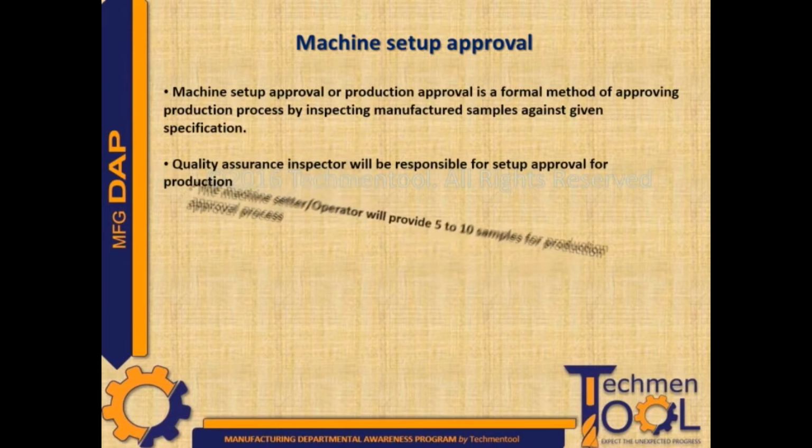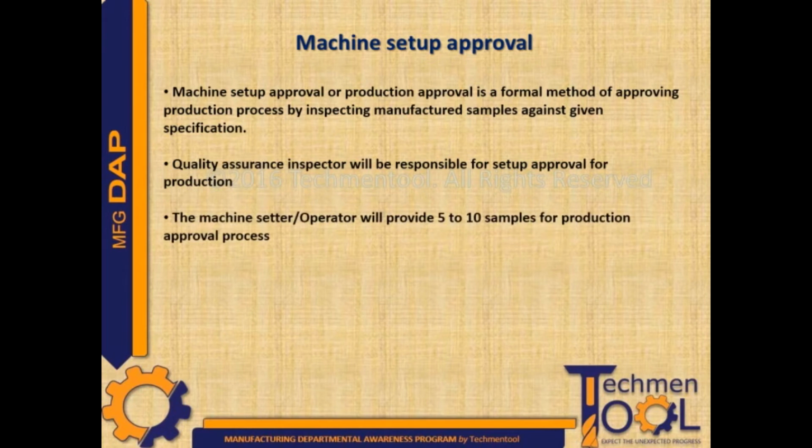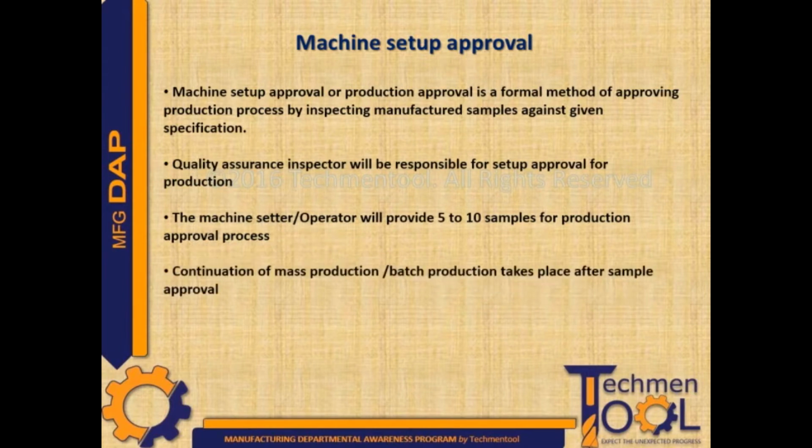The machine setter or operator will provide 5 to 10 samples for the production approval process. Continuation of mass production or batch production takes place after sample approval.